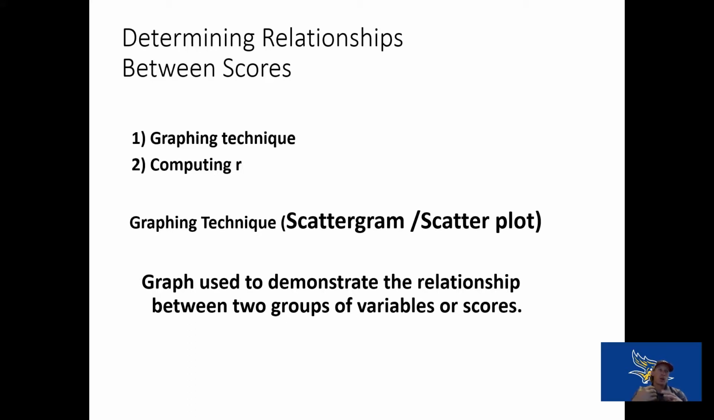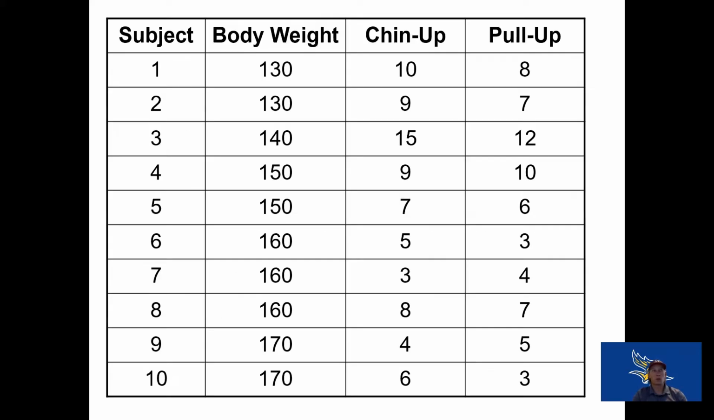So what I want you to do for some practice is graph the relationships. You can create your own little axis on your paper as you're going through this. I'm hoping that you can do some of these practice problems along with me. Let's do a practice where we're taking body weight and we want to know the relationship between someone's body weight and chin-ups, or body weight and pull-ups, or chin-ups and pull-up scores. We'll start with chin-ups and pull-ups.